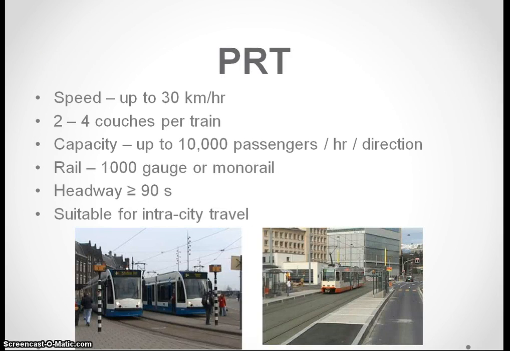And also we have people mover rapid transit, people mover rail transit, speed up to 30 km per hour, the number of coaches between 2 and 4 per train, capacity up to 10,000 passengers per hour per direction. Rail is usually 1 meter gauge, headway not less than 90 seconds compared to the LRT and MRT at 120, but this one has 90 seconds headway, and is suitable for intra city travel, inside the city travel.